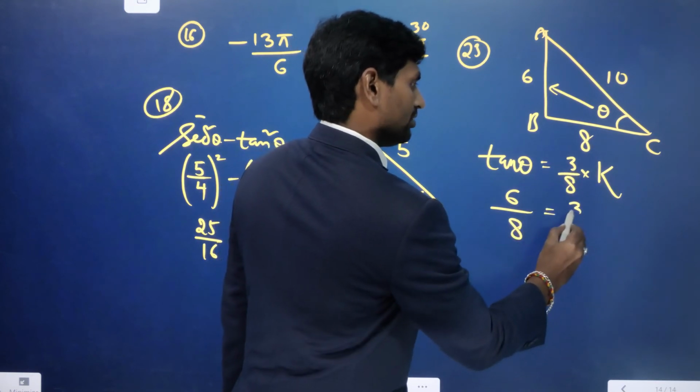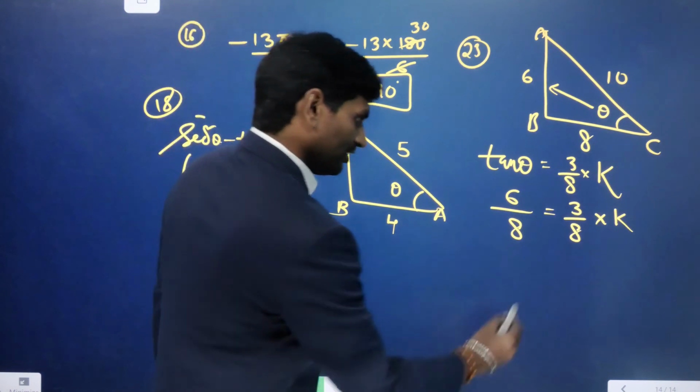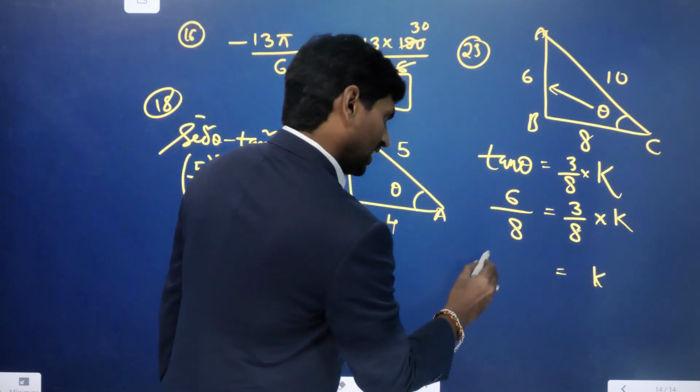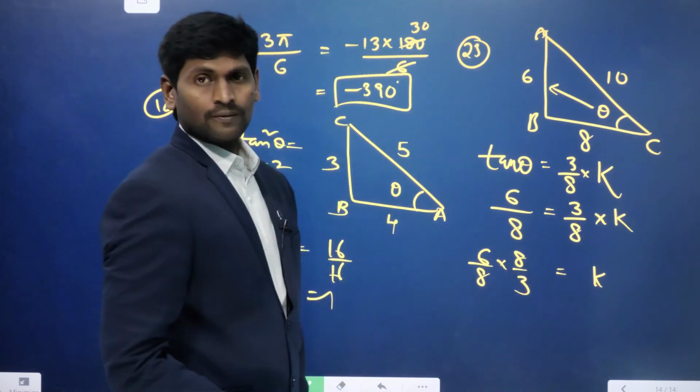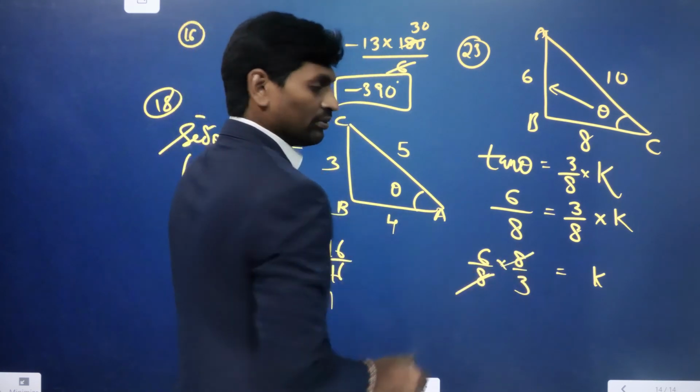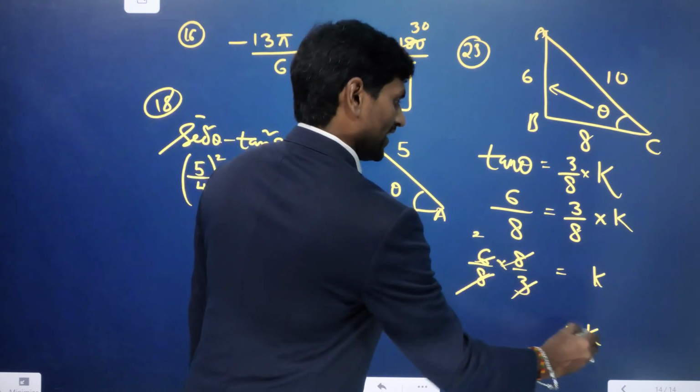6 by 8 is equal to 3 by 8 into K. We need to find the K value. 3 by 8 transposed to this side becomes 8 by 3, the reciprocal. Now the 8s in denominator and numerator cancel. 3 in 6 goes 2 times. So K value is 2.